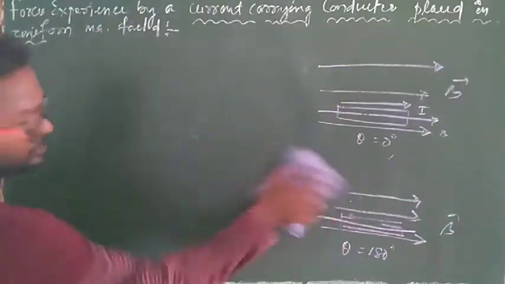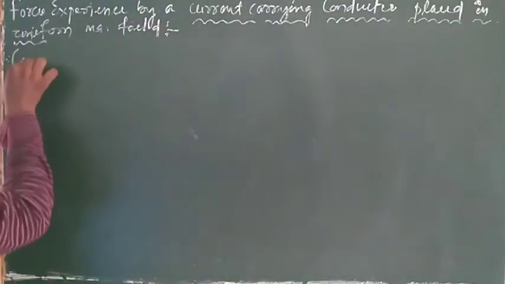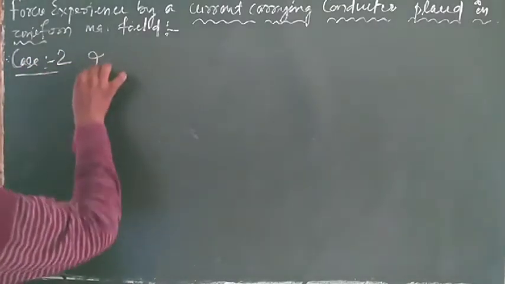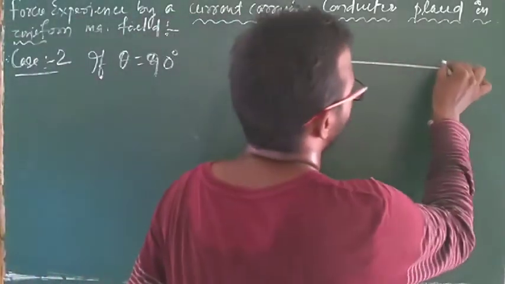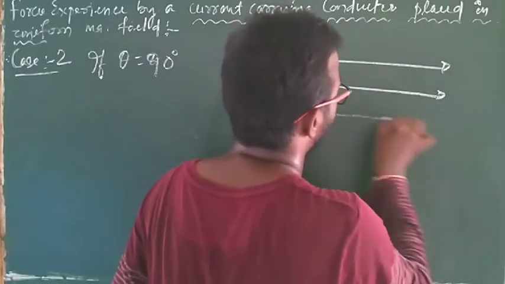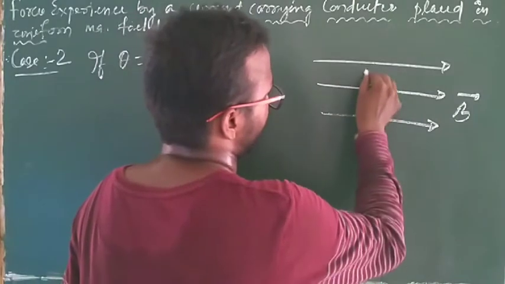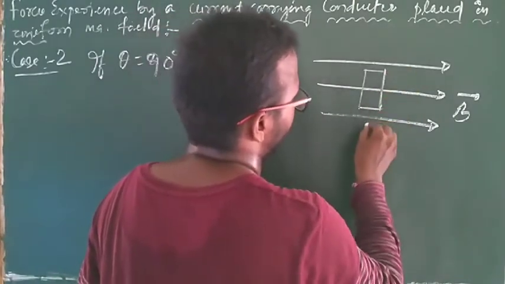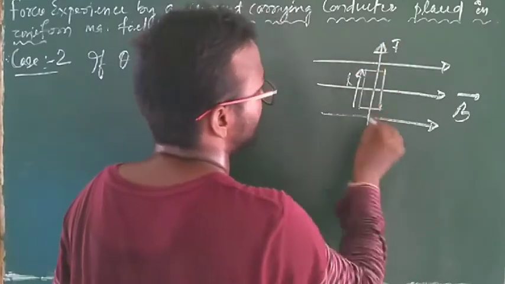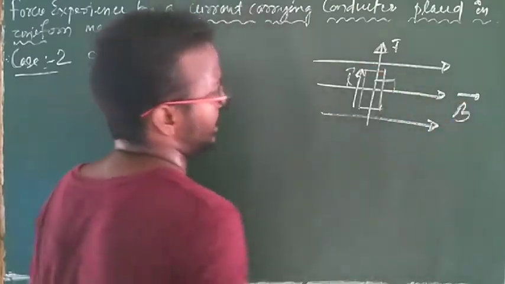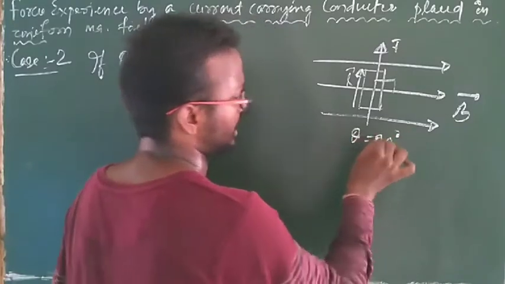Now, next case, case 2. If theta equals 90 degrees, that means this is the direction of uniform magnetic field B, and there is a current carrying conductor, and this is the direction of current I, and this is the length element, also length L. So here the angle between the length element and the magnetic field is 90 degrees. That means here theta equals 90 degrees.